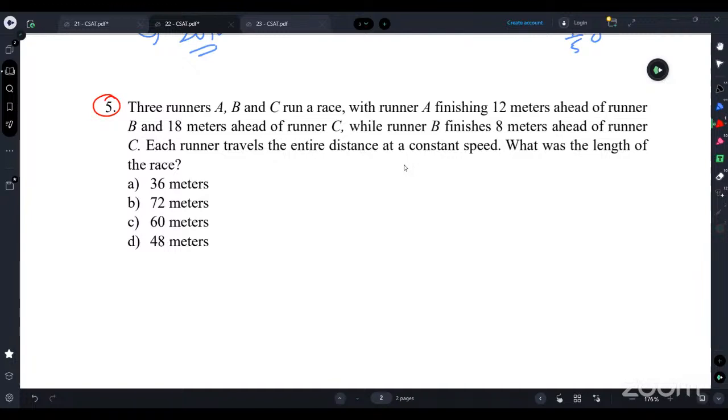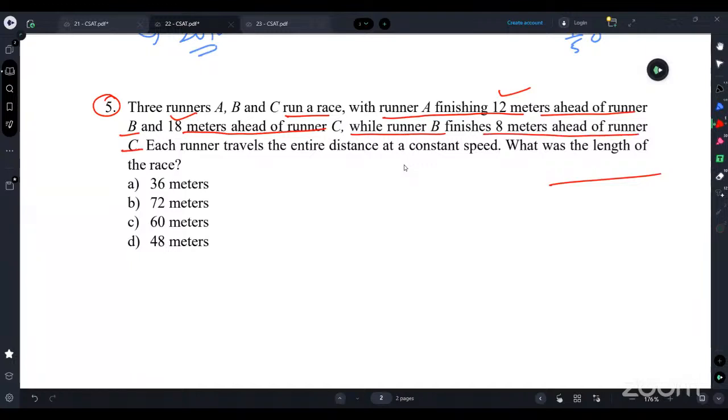See this fifth question, guys. Three runners A, B, and C run a race with runner A finishing 12 meters ahead of runner B and 18 meters ahead of runner C. Okay, let's see, guys. So we have information about three runners, and runner A is finishing 12 meters ahead of runner B and 18 meters ahead of runner C, while runner B finishes 8 meters ahead of runner C.